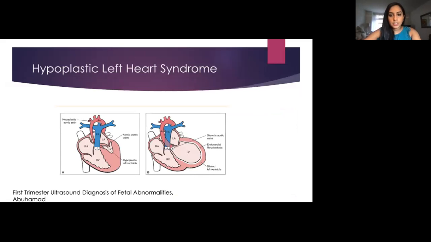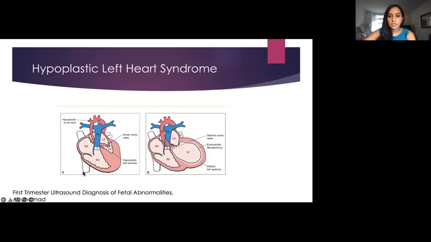So first, we're going to talk about hypoplastic left heart syndrome. This is a group of complex cardiac malformations involving significant underdevelopment of the left ventricle and the LVOT, resulting in obstruction of the systemic cardiac output. So there are two main forms that can be seen in the first trimester.